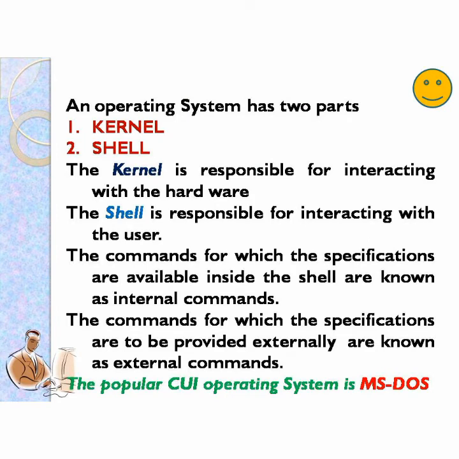An operating system has two parts, kernel and shell. Kernel is responsible for interacting with the hardware. The shell is responsible for interacting with the user. The commands for which the specifications are available inside the shell are known as internal commands, and the commands for which the specifications are to be provided externally are known as external commands. The popular command user interface operating system is MS-DOS, Microsoft DOS.